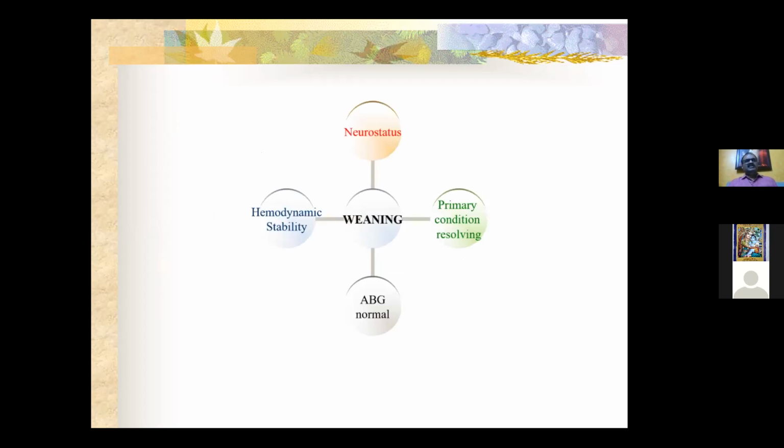When you start the weaning process, definitely the primary condition should have resolved first, and the neurostatus of the patient should be good enough. There should be hemodynamic stability, and ABG should be normal. So in simple terms, if these are met, then maybe we can think of starting weaning.